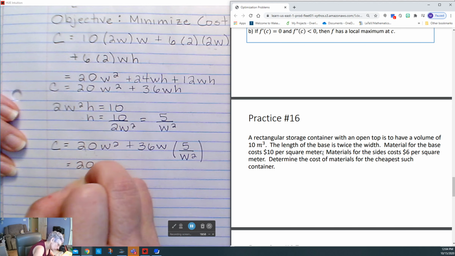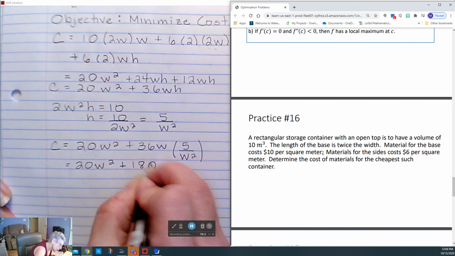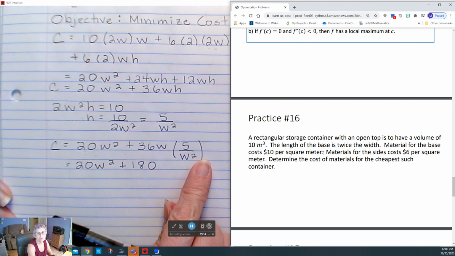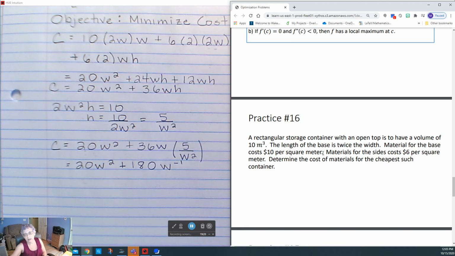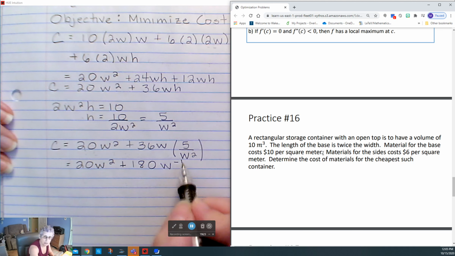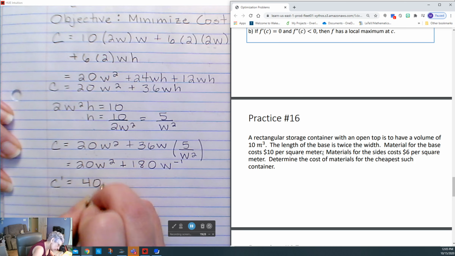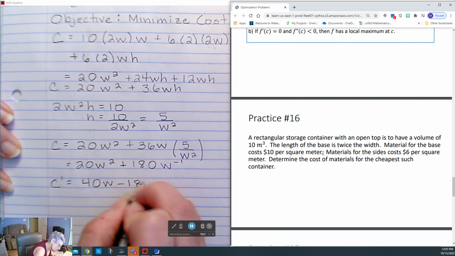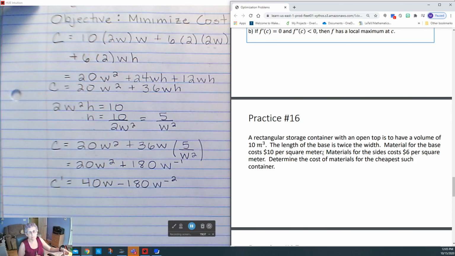Simplify. 20W squared, 36 times 5, won't try to do it in my head, I think it's 180. 6 times 5, oh, I was right, yay me. 180, I have one W on top, two W's down below, and because I know I am about to take the derivative of it, I'm going to go ahead and write it as W to the minus 1 power. So C prime is equal to 40W minus 180 W to the minus 2 power.